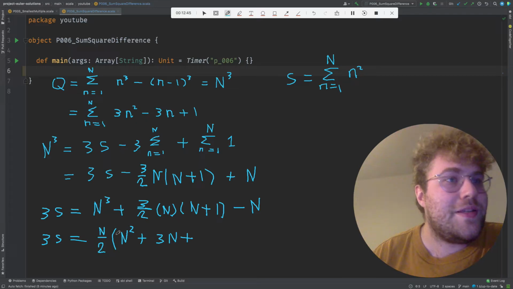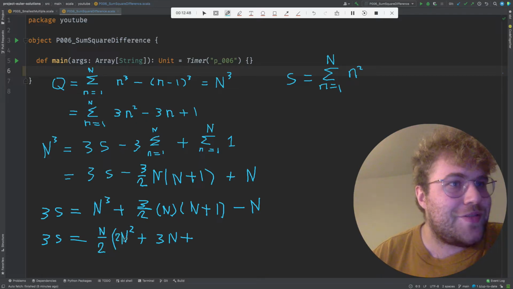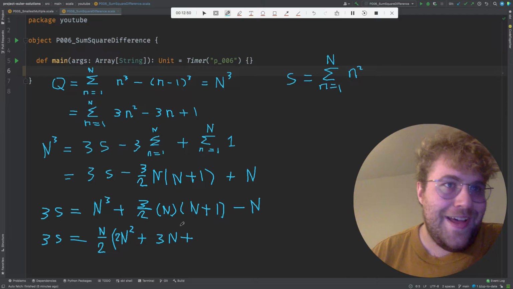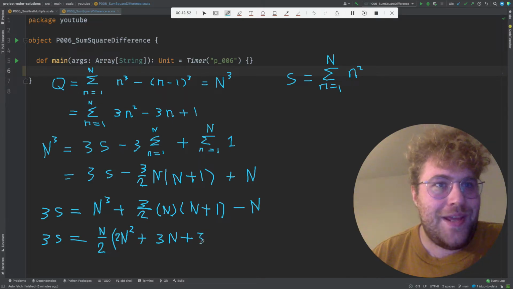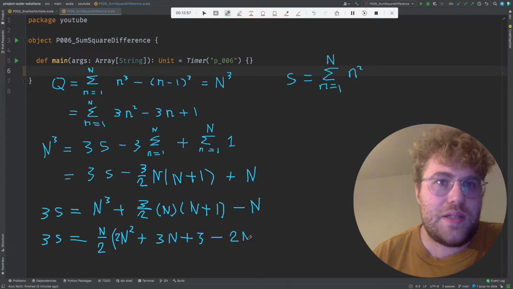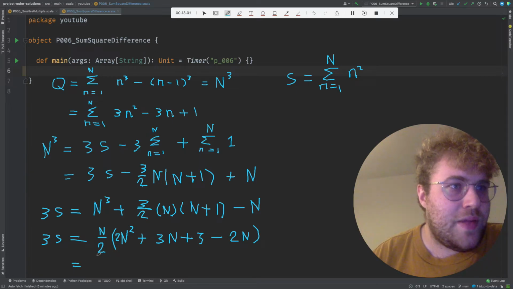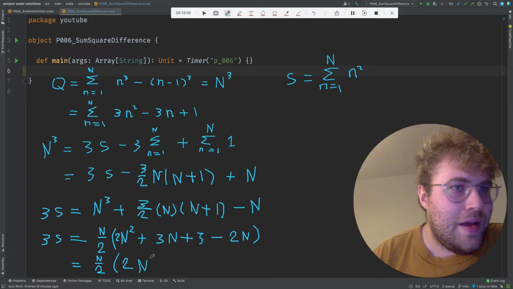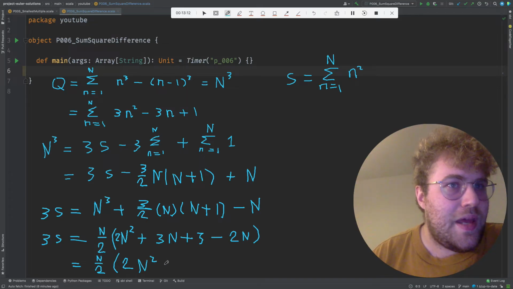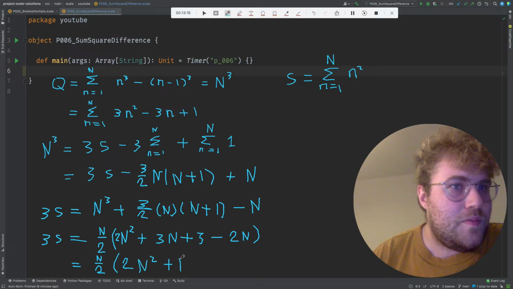No, because it's going to be 2N squared, right? Because you're taking a factor of N over 2. Yep. And then 3N plus 3, and then finally minus 2N, like that, which is fabulous. And then finally we can say N over 2, writing it really small down here, sorry. We're going to have 2N squared plus N plus 3.